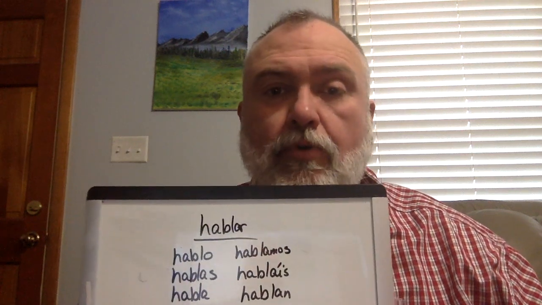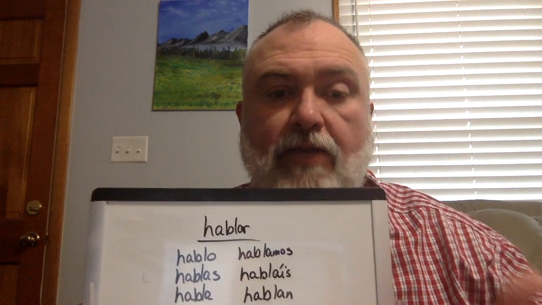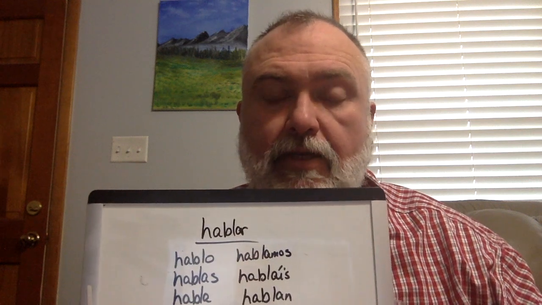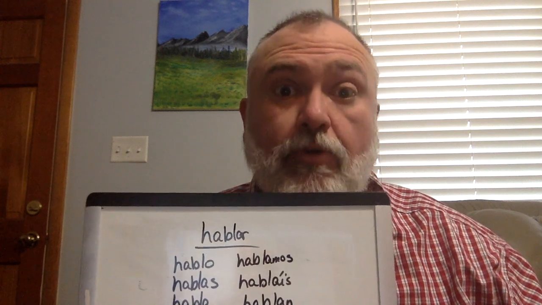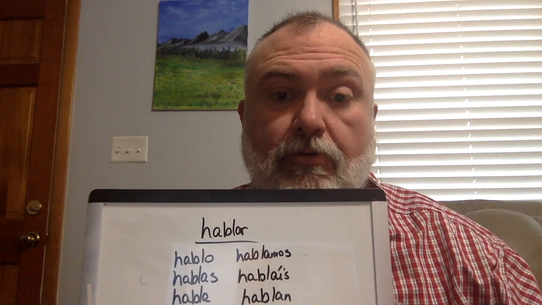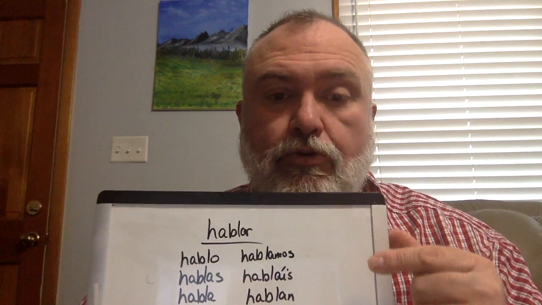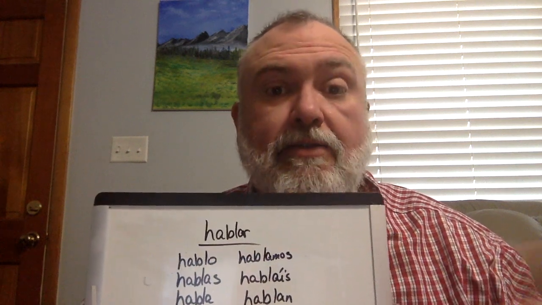Now, ERs and IRs work the same, only ERs have E's instead of the A's at the endings, and IRs really want to be ERs, right? And so they're the same everywhere except nosotros and vosotros, where they have I's instead of E's. Now, with stem changing verbs, there's an extra step. There's a vowel in the stem that's going to change as well, right? So it's not just the ending. There's a vowel in the stem as well.